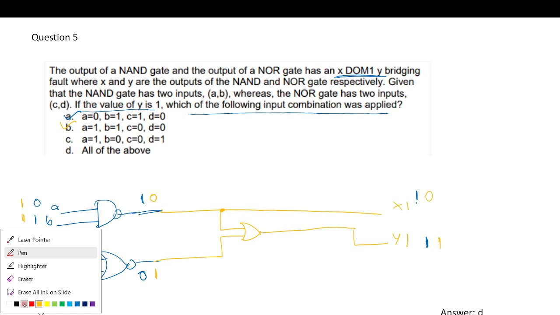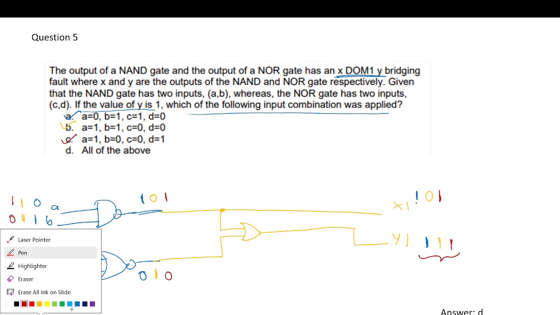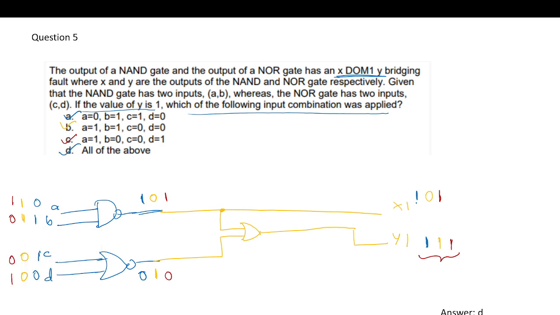And next, 1 0, 0 1. So 1 0, this is 1 and this is 0. So again, this will be 1 and this will be 1. So y will be 1 here also. So all three can be applied.